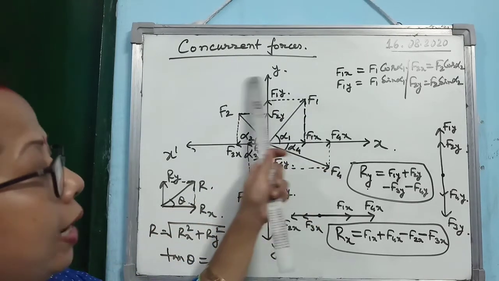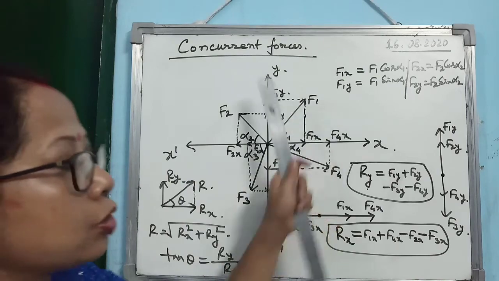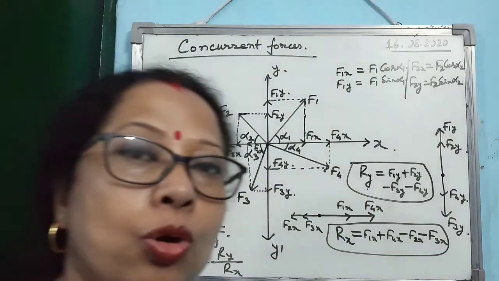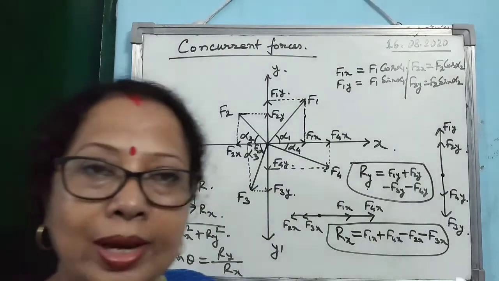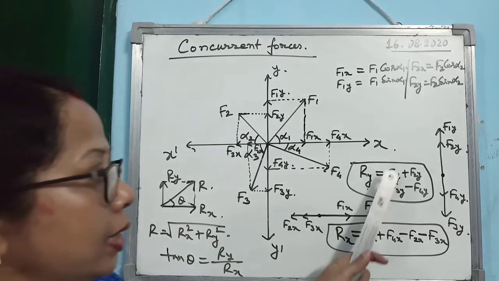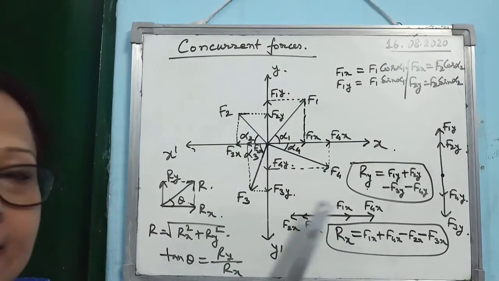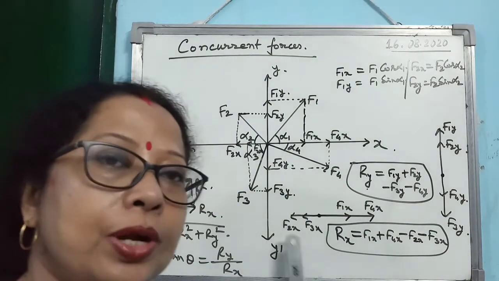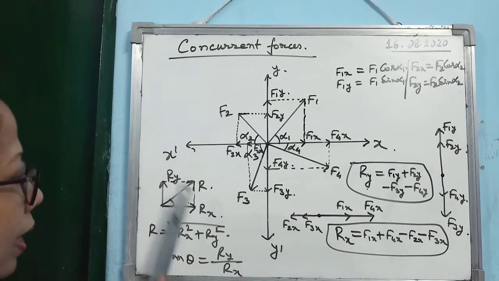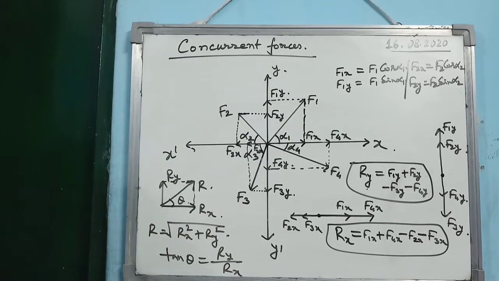So simply you break all the concurrent forces into their components, then add or subtract all the y components as per the situation and find out Ry, and for Rx also add and subtract the x components of all the forces, get Rx. Then Ry and Rx are acting perpendicular to each other. So what will be the resultant? Under root Rx square plus Ry square. And if you consider theta as the angle made by R with the x-axis, then the direction of the resultant you can get by tan theta. Tan theta will be Ry by Rx. Alright.